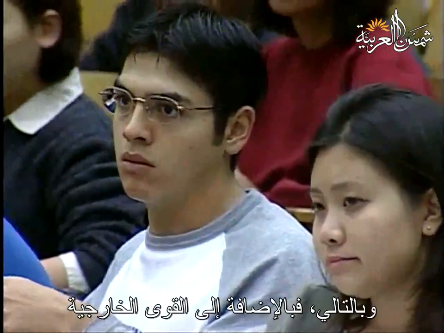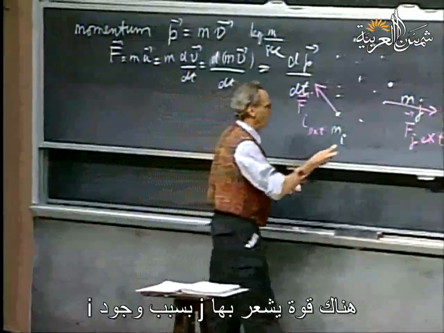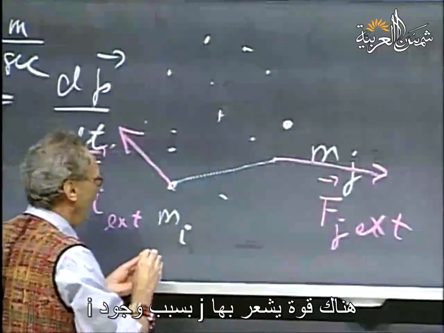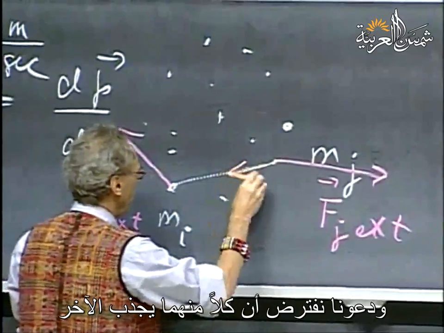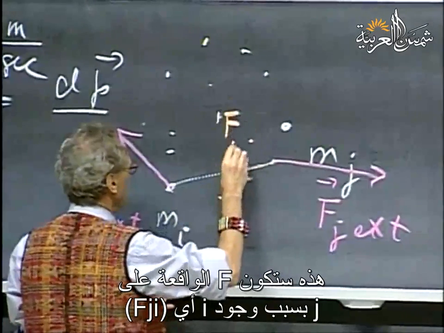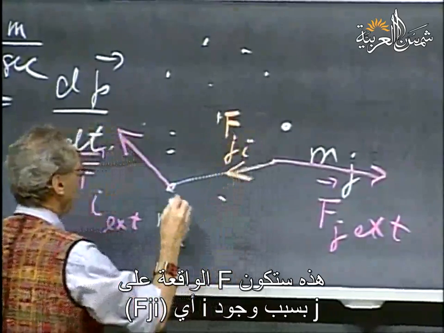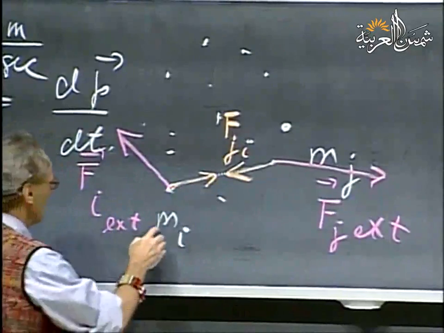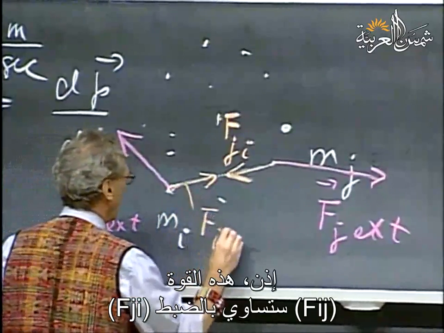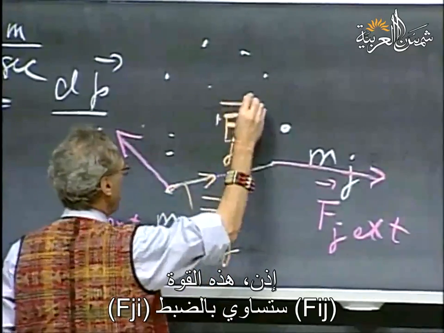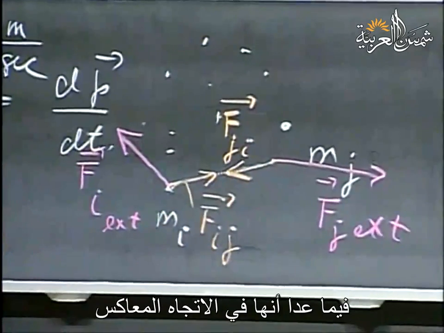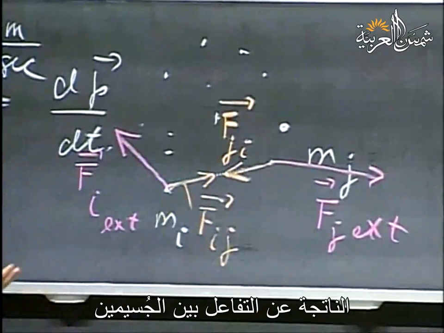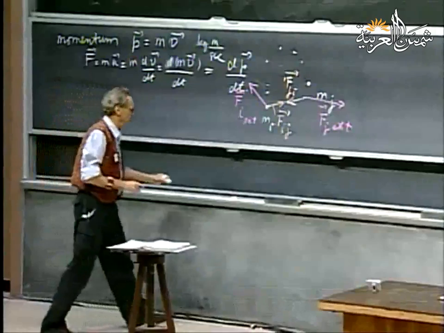And so in addition to these external forces, there is a force that j feels due to the presence of i. Let's suppose they are attracting each other. This would be Fji, the force that j experiences in the presence of i. Action equals minus reaction according to Newton's third law. So this force, Fij, will be exactly the same as Fji except in opposite direction. We call these internal forces. That's the interaction between the particles.